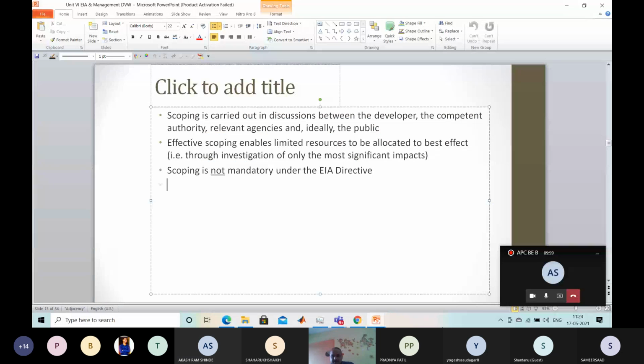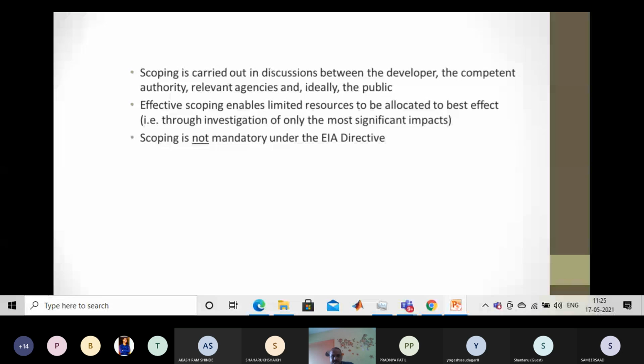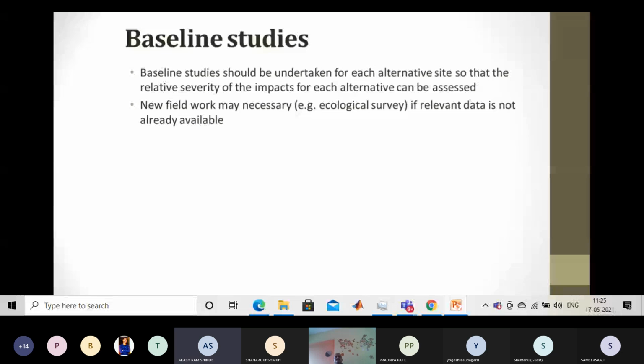Now moving further to the next part. The screening is done, scoping is over. Now moving to the next part: baseline studies. A baseline study should be undertaken for each alternative site.